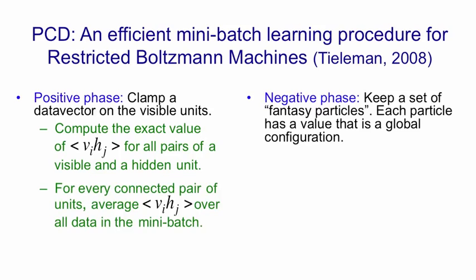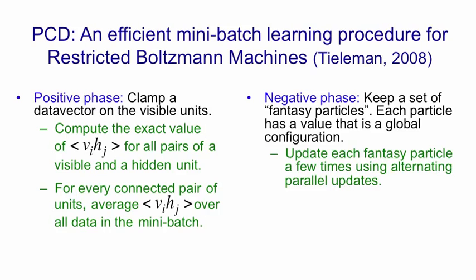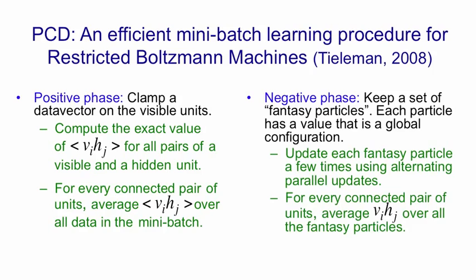For the negative phase, you keep a set of fantasy particles, that is, global configurations, and then you update each fantasy particle a few times by using alternating parallel updates. So after each weight update, you update the fantasy particles a little bit, and that should bring them back to close to equilibrium. And then for every connected pair of units, you average vi hj over all the fantasy particles, and that gives you your negative statistics. This algorithm actually works very well and allows RBMs to build good density models of sets of binary vectors.